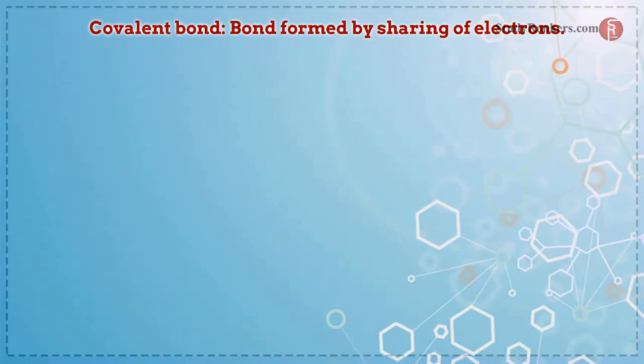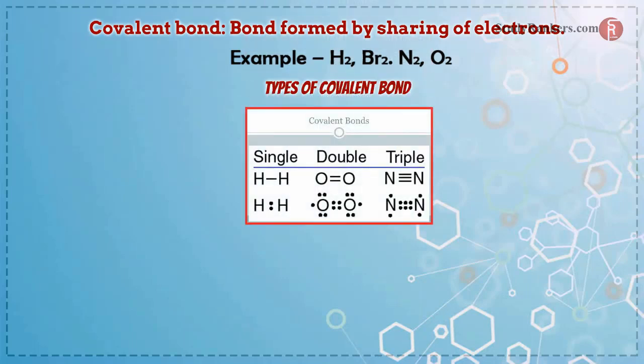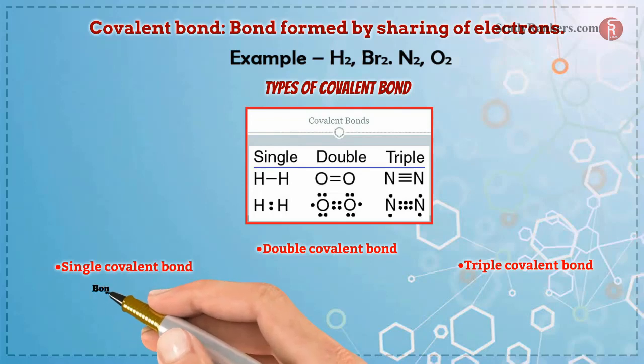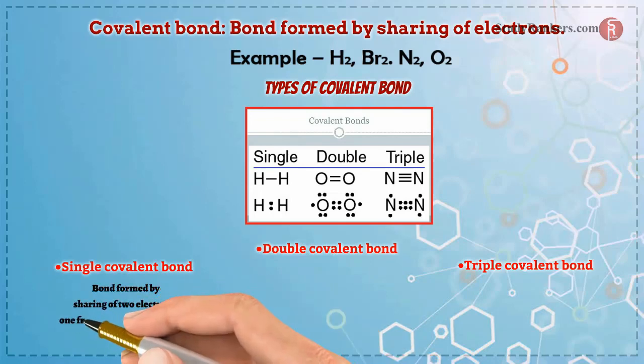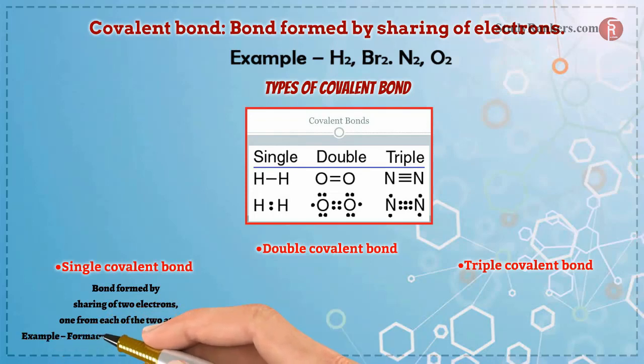Some examples of compounds formed by covalent bonds are H2, Br2, N2, O2. There are 3 types of covalent bonds. First, single covalent bond. Second, double covalent bond. Third, triple covalent bond. A single covalent bond is formed by sharing of 2 electrons, one from each of the 2 atoms. Example, formation of hydrogen molecule, H2. Here, you can see 2 hydrogen atoms share their electrons and form a covalent bond between them.